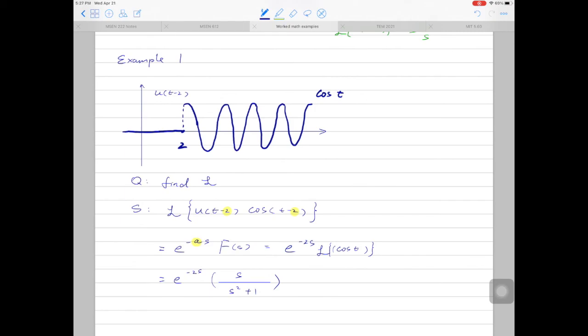In this video, you have seen a very simple example of t-shift in Laplace transform. In the next video, we'll look at one slightly more complicated example in the step function and t-shift.